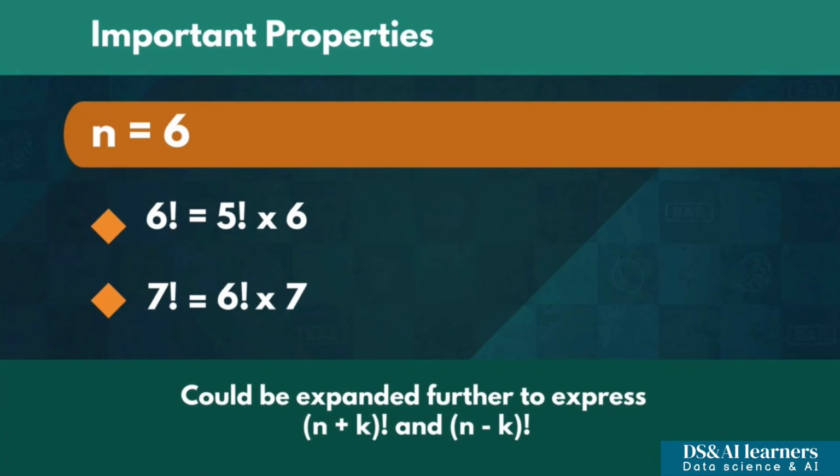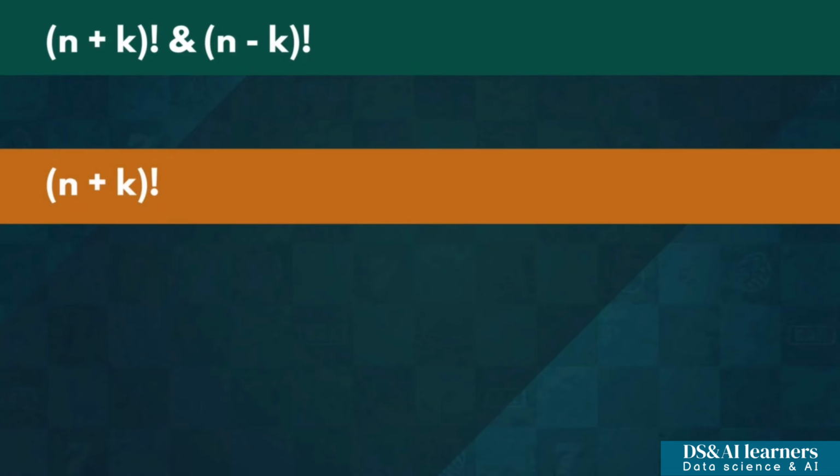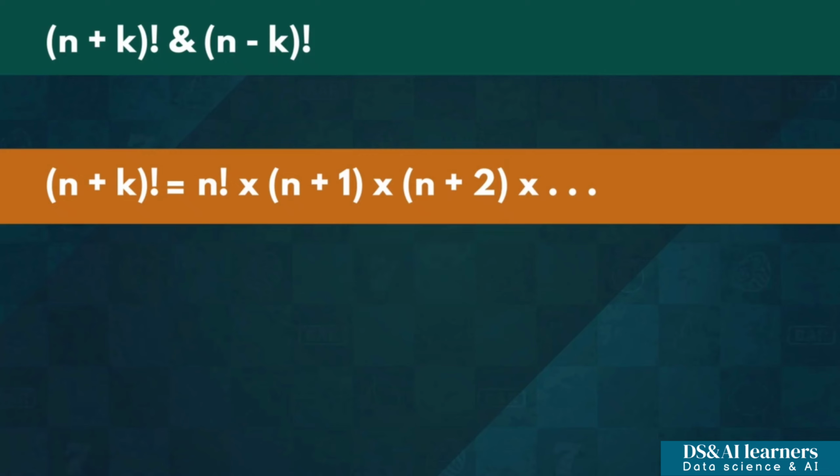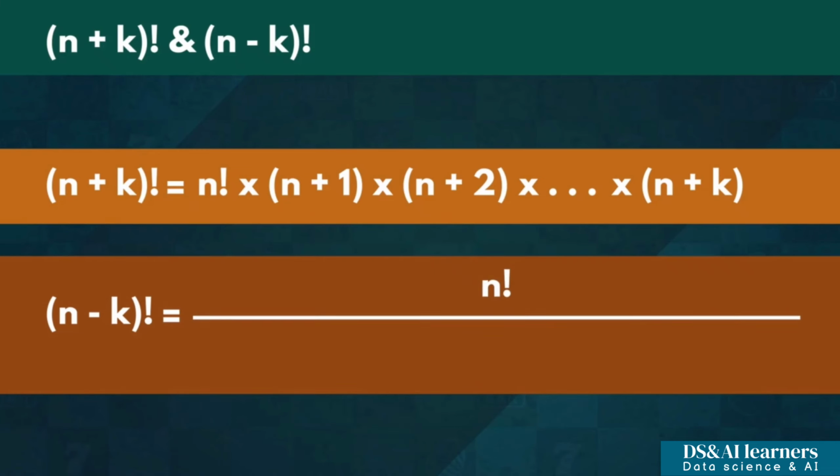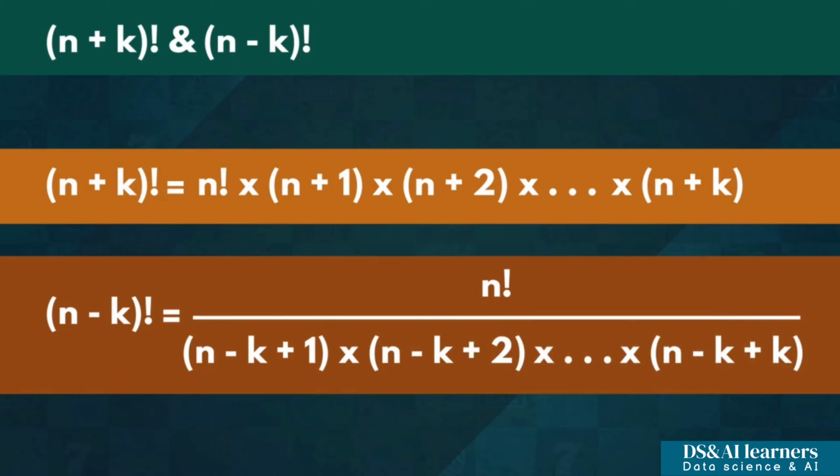This notion can be expanded further to express (n plus k) factorial and (n minus k) factorial. In mathematical terms, this is equivalent to (n plus k) factorial equals n factorial times (n plus 1) times (n plus 2), and so on, up to (n plus k). Similarly, (n minus k) factorial equals n factorial over (n minus k plus 1) times (n minus k plus 2) all the way up to (n minus k plus k), which equals n.